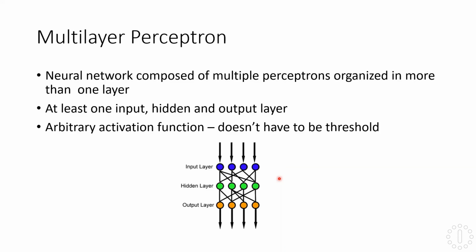There are activation functions, so the function that we use to compute the signal that we pass on to the next layer doesn't have to be the threshold function that we used in the perceptron example. Instead of this, we can use other functions, which we'll see in a future video.